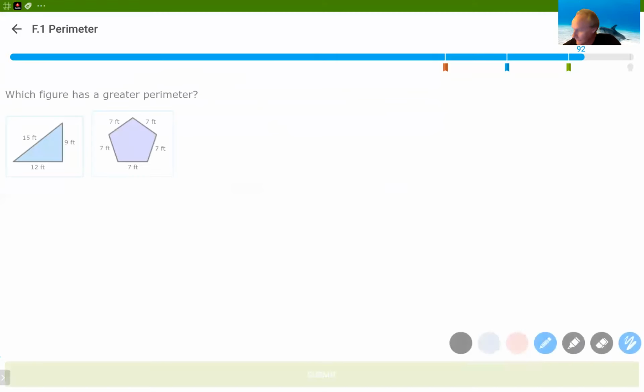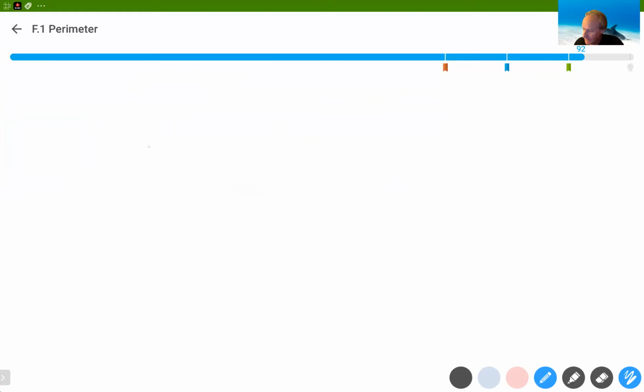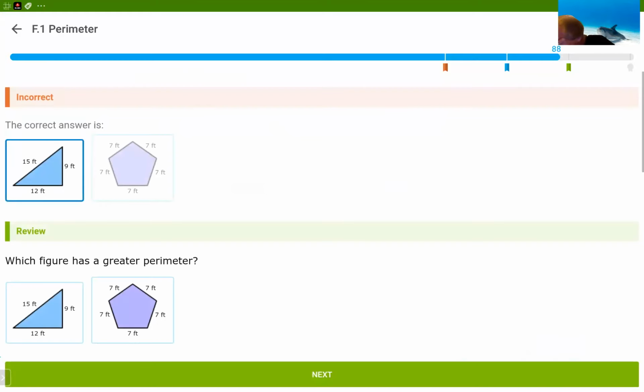Come on. There we go. Which figure has a greater perimeter? Well, this is a pentagon, and it's actually called a regular pentagon because all the sides are the same length. Oh, I was touching it. Dang it. I shouldn't touch it.